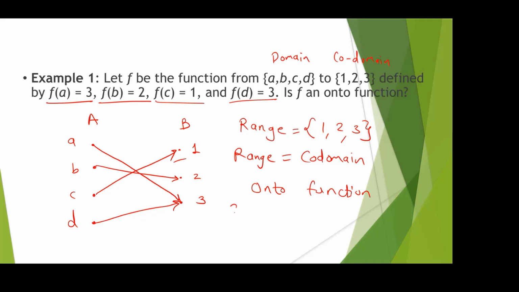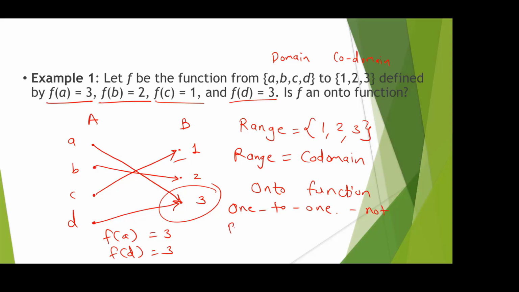No. Why not? For 3, there are two values, f of A and f of D, both getting mapped to 3. We want a unique assignment, so this is not one-to-one.